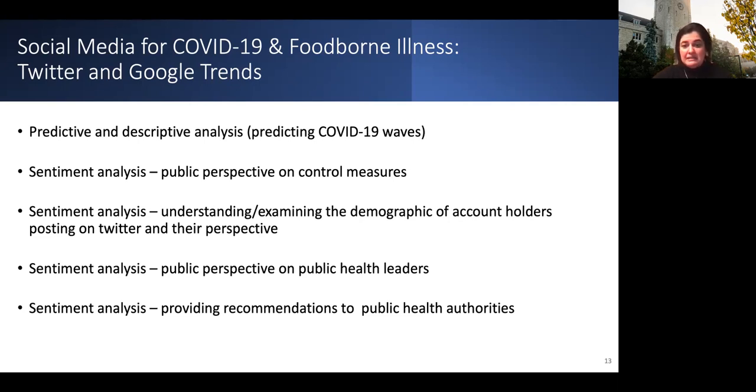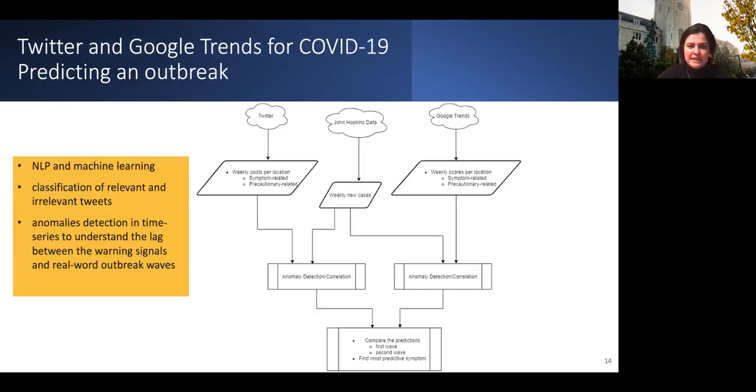And then we looked at people's perspective on public health leaders. The other thing we were wondering about: could we provide recommendations to public health authorities based on our research? So this time we used Google Trends as well. In the case of the previous study, we didn't.